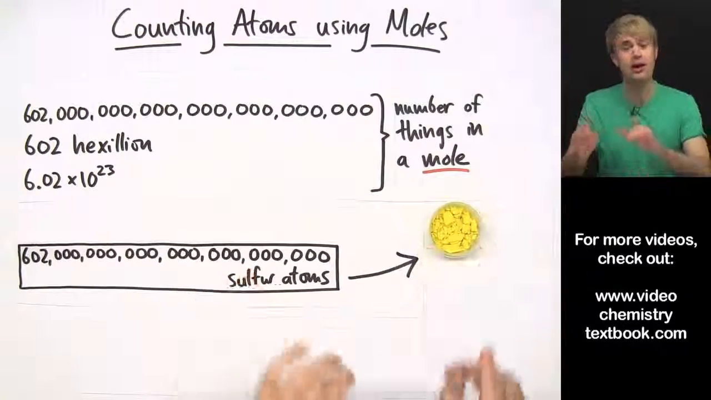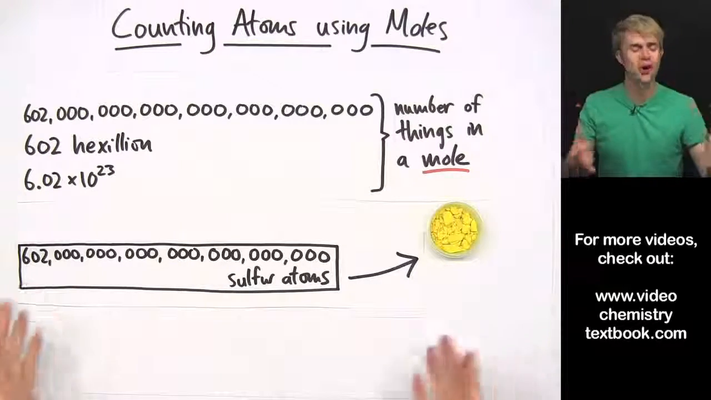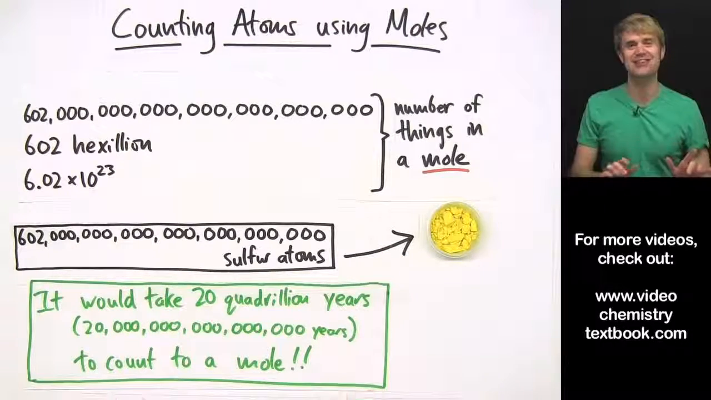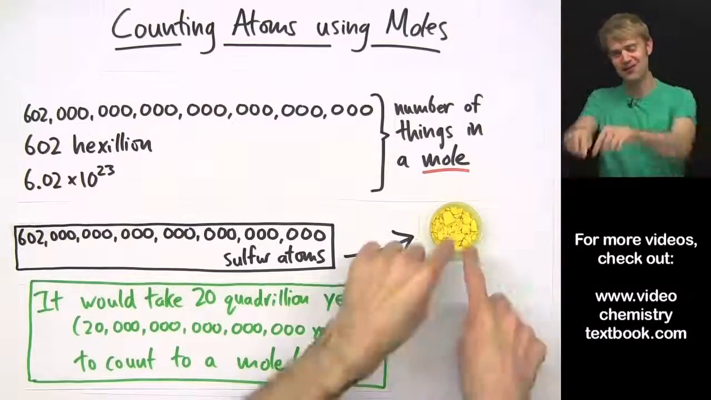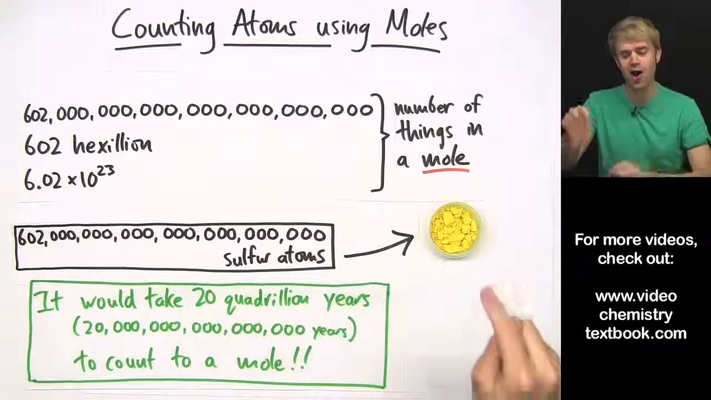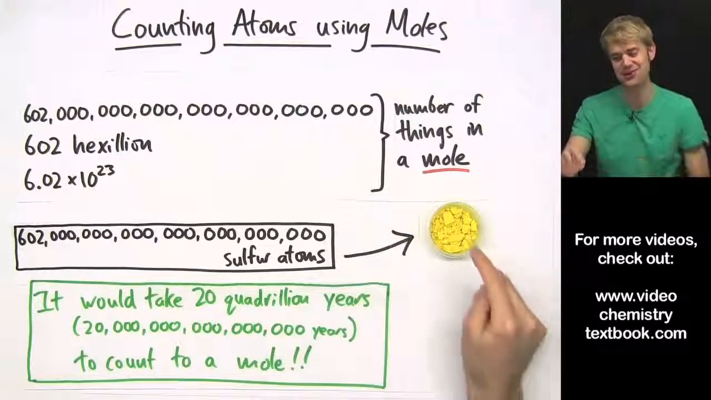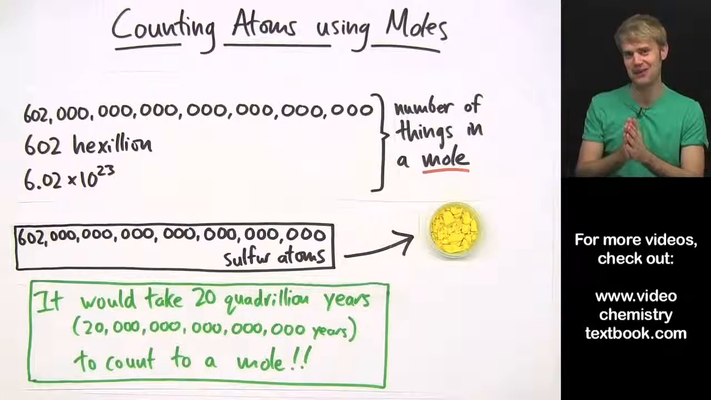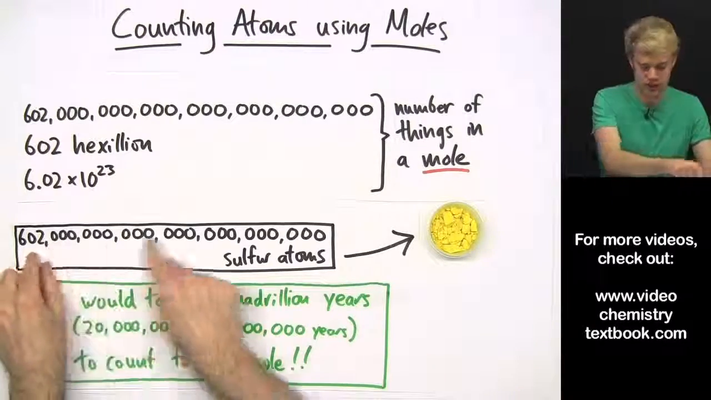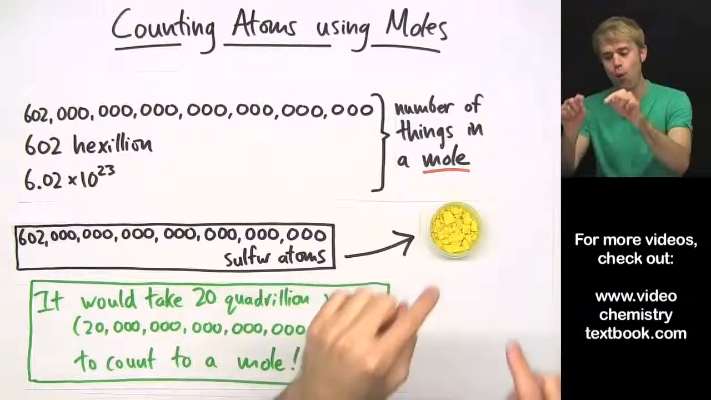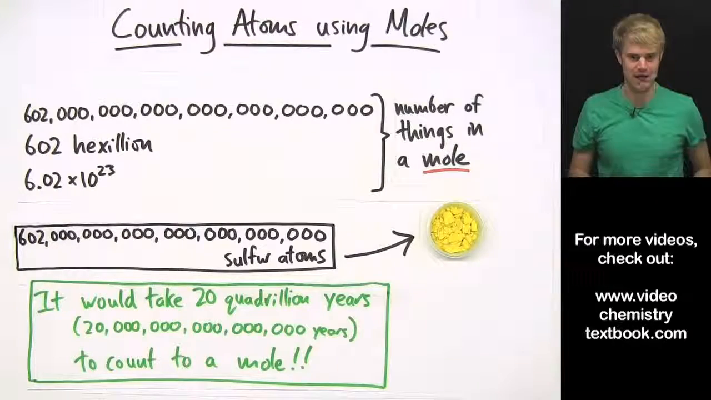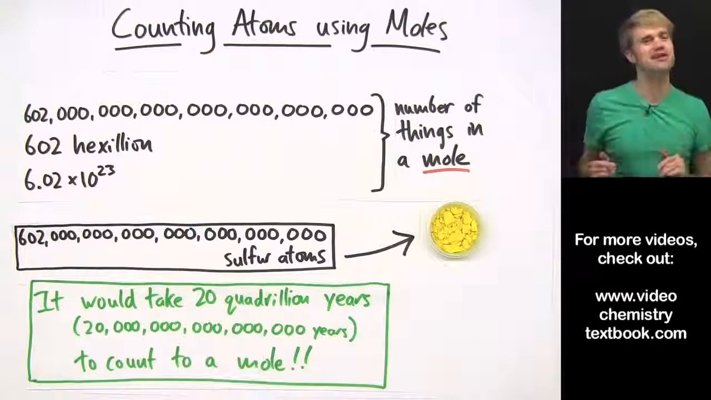Second of all, even if I could count out the sulfur atoms, there are so many things in a mole that it would take 20 quadrillion years to count from 0 up to a mole. So even if I could see these atoms, there's no way I could count them out. Yet I'm pretty confident that there are pretty close to 602 hexillion sulfur atoms in here. How do I know that? Well, we're going to learn more about this, but it turns out that I can figure out how much a mole, 602 hexillion sulfur atoms, weighs, and then I can put this thing on a scale and weigh out that number of sulfur atoms. Let's talk a little bit more about this so it makes a little bit more sense.